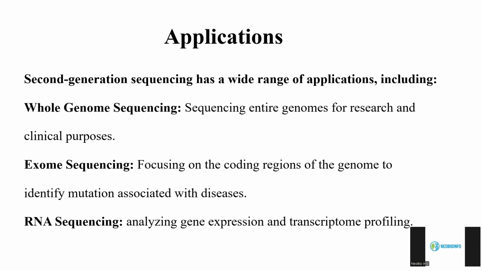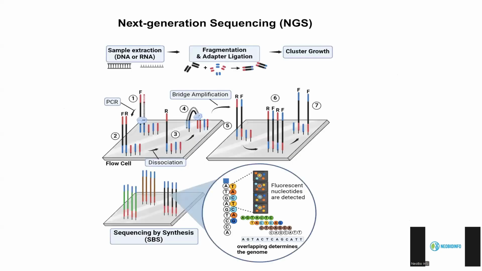The second application of second generation sequencing is exome sequencing. It focuses only on the coding region of the genome, so that we can identify mutations that are associated with the target disease. Then there is RNA sequencing, which analyzes gene expression and the transcriptome profile. Second generation sequencing has various other applications too, depending on its use.